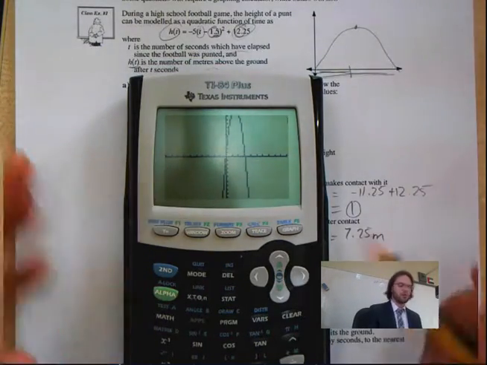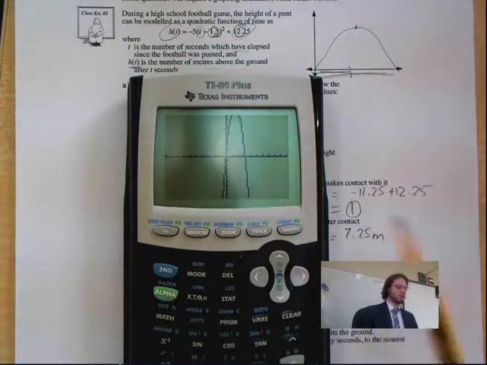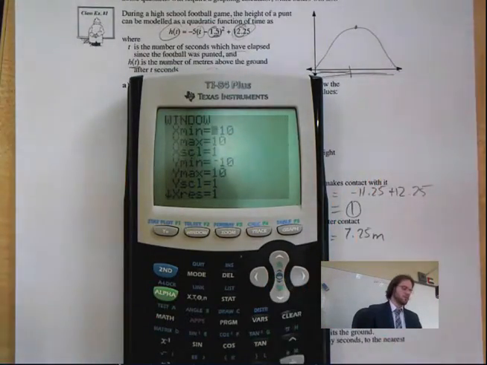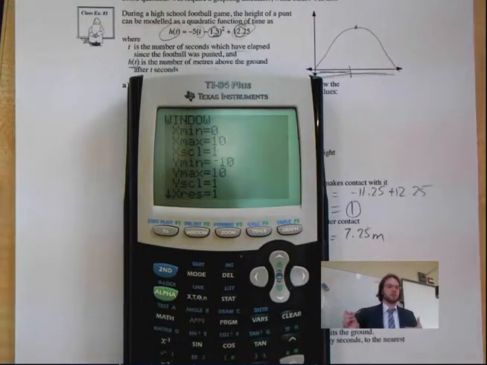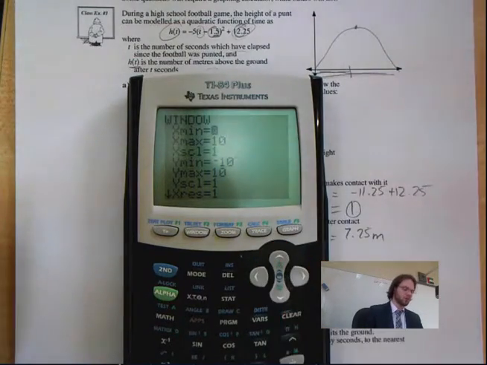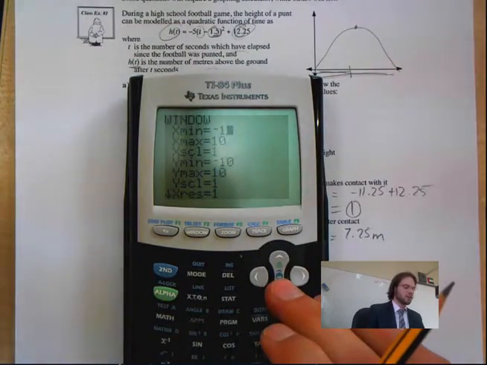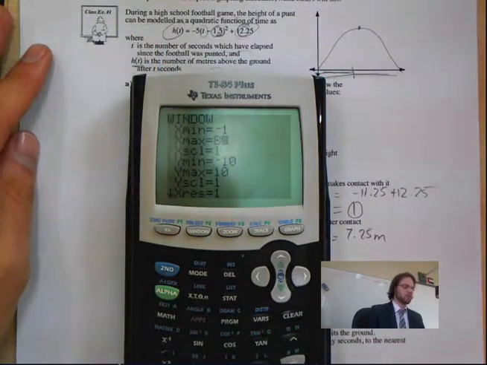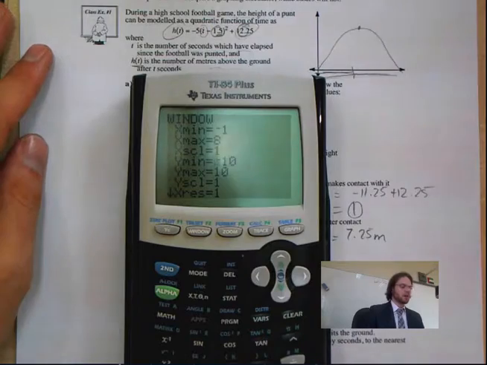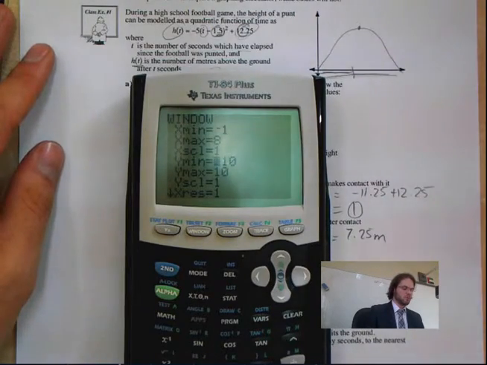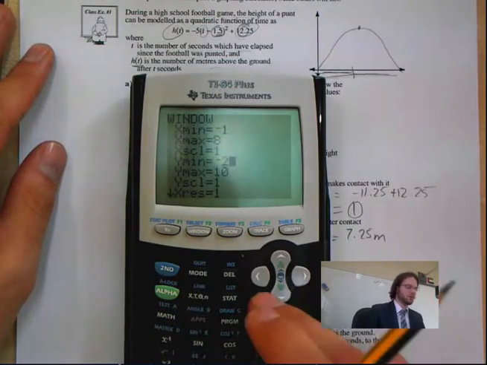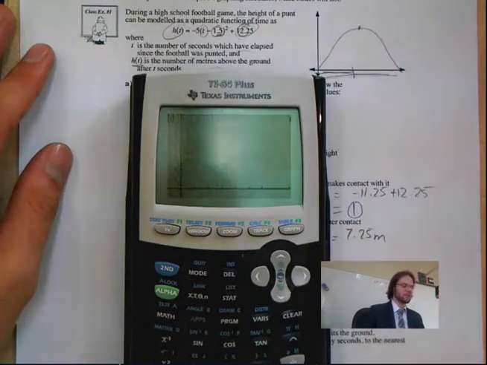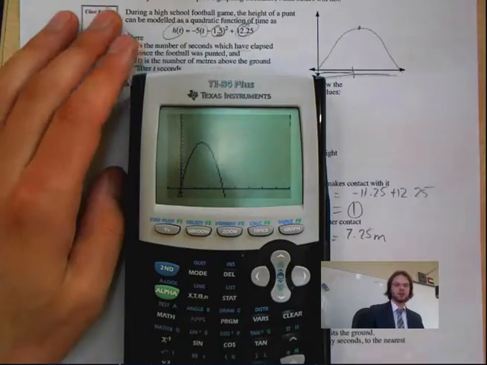Make sure my window is good, and I'm going to graph it. Looking at this, it's very narrow, so I'm going to change my window. My x min: there's no negative time, 0 is the smallest time, but I'm still going to put -1 so I can see it. X max is 10. It looks like in 8 seconds it'll be down. Y min, I'm going to put -2, and my y max, 20. So now let's see this. There, that's a lot better.